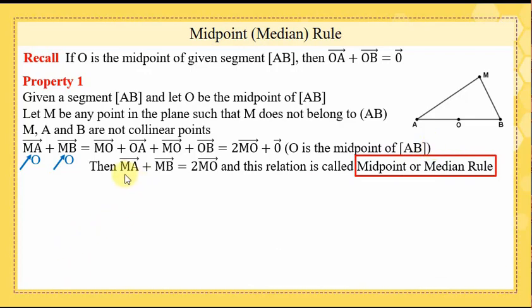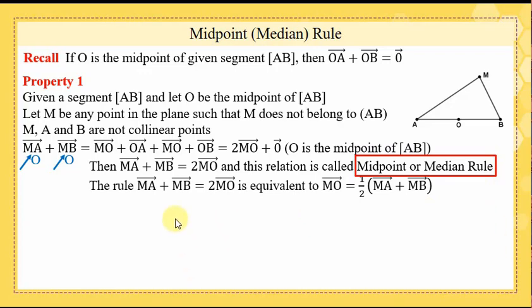So we get vector MA plus vector MB equals 2 vector MO, and this is what we call the midpoint or median rule. So the rule is MA vector plus MB vector equals 2MO vector. This is MA vector, this is MB vector, and this is 2MO vector here. And this is equivalent to MO vector equals half of MA vector plus MB vector.